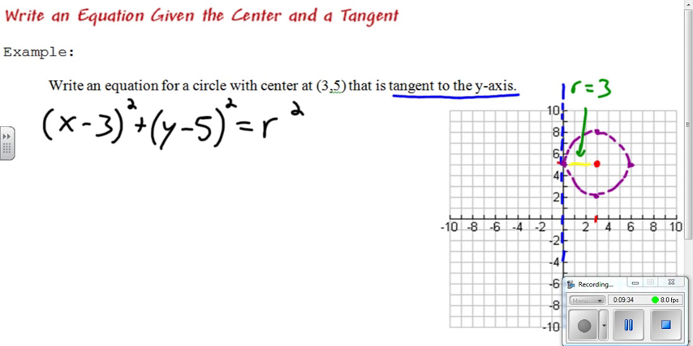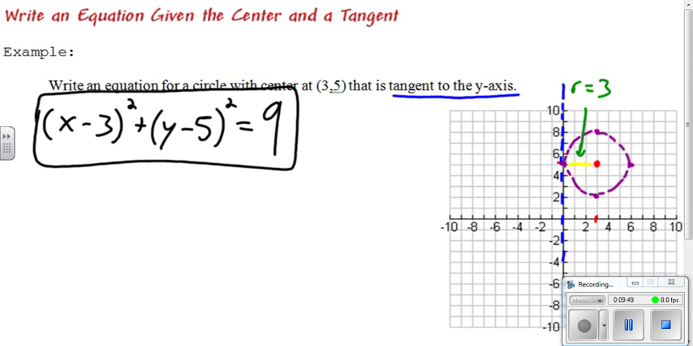So we can replace this with 3, which, now that we know it's 3 squared, we can actually replace it even more to our final answer of 9. We would say then that this is our final equation for that circle.